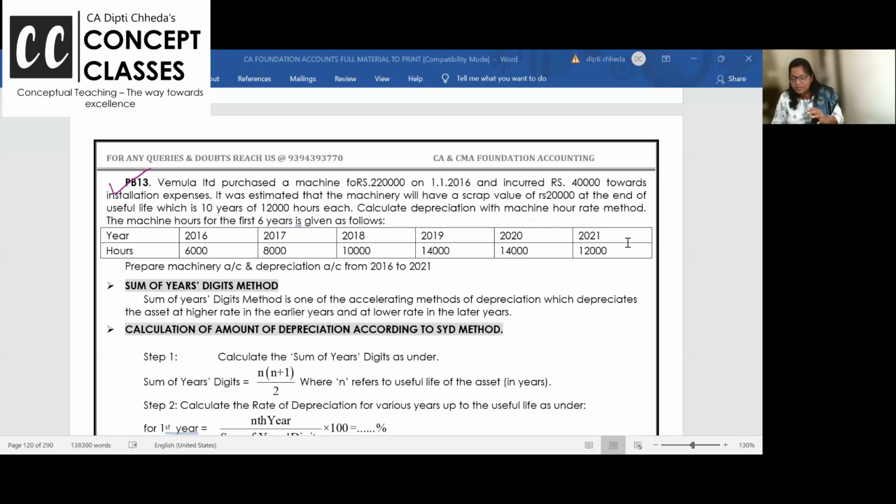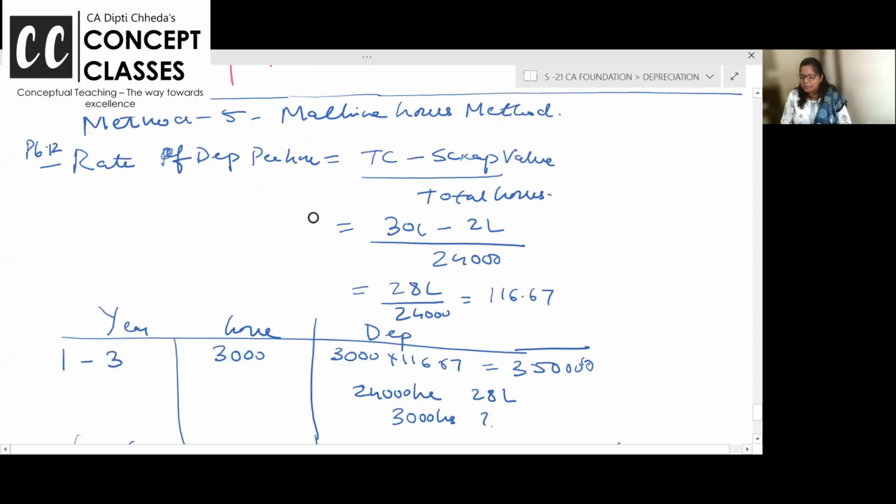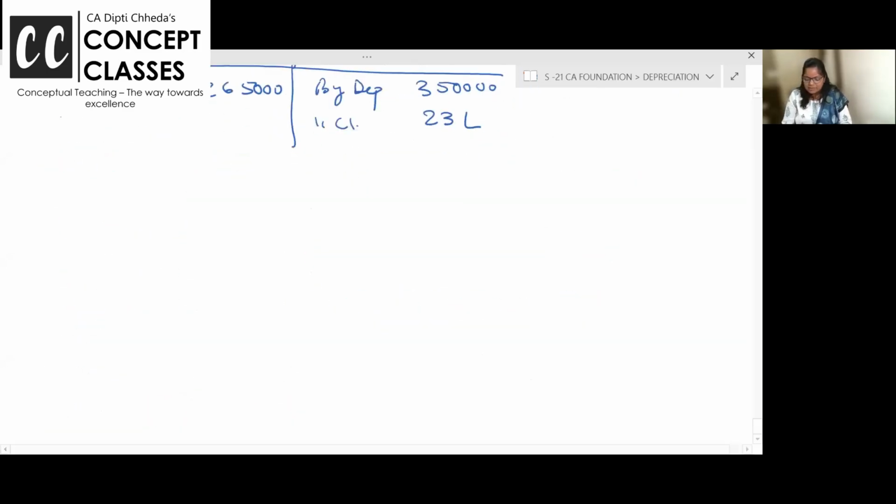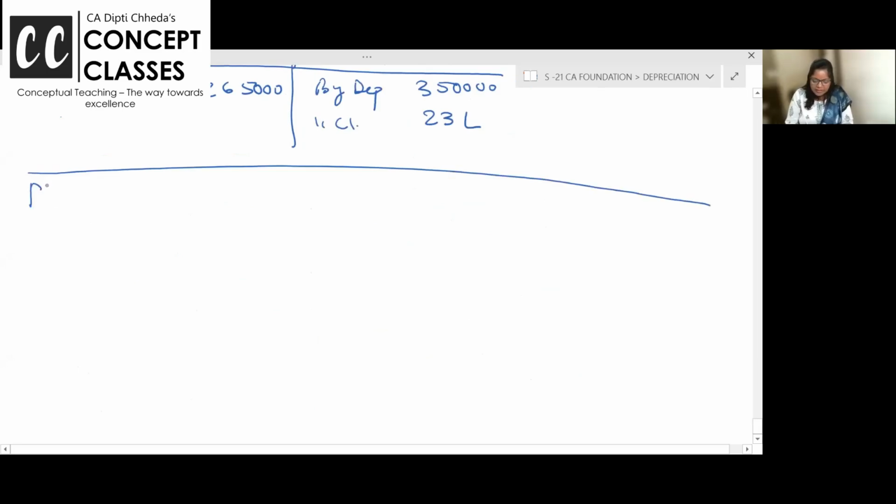Okay, what we are doing: this machine has worked for how many machine hours? According to that, we'll just calculate the depreciation, and then you can prepare the machinery account and depreciation account. It's very easy. So the 13th problem we are doing is exactly the same as the 12th problem I have just taken up. Same machine hour rate.